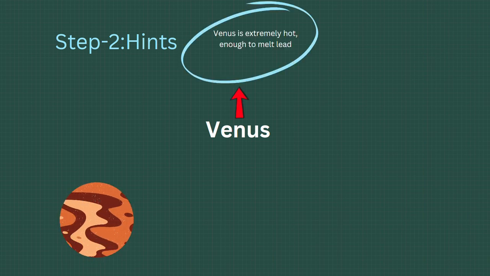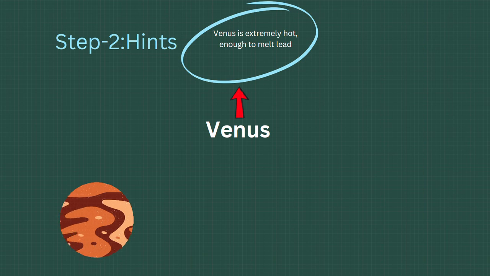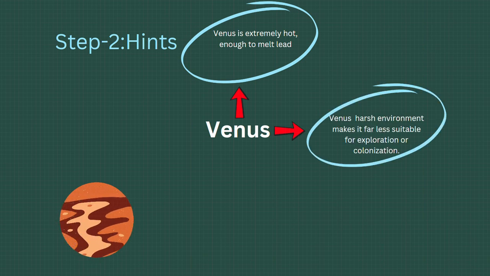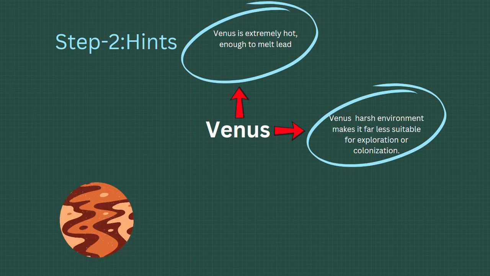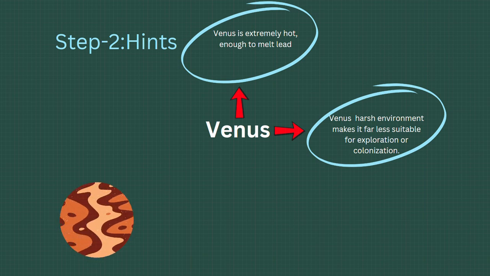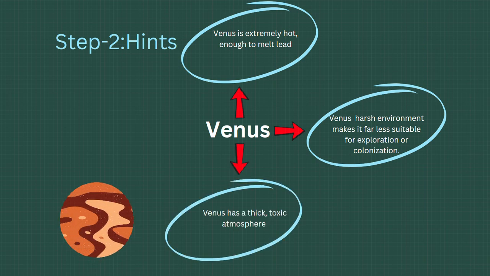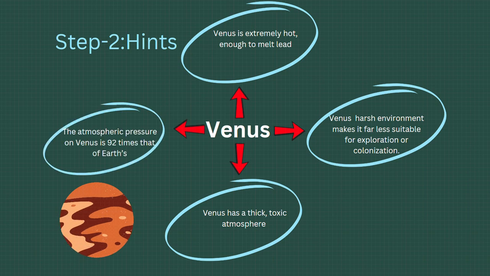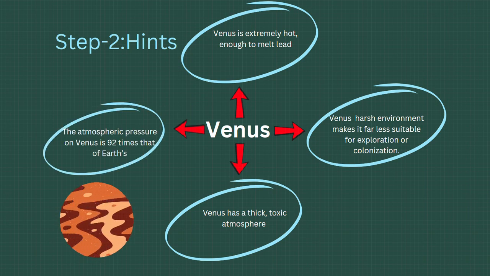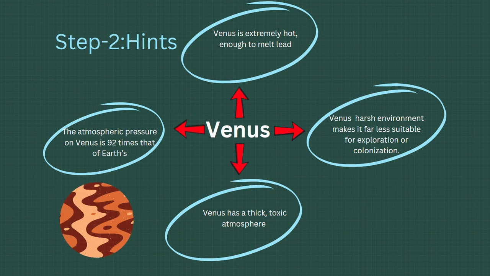Venus is extremely hot, enough to melt lead. Venus has a harsh environment, making it far less sustainable for exploration or for our colonization. Venus has a thick toxic atmosphere. The atmospheric pressure on Venus is 92 times that of Earth.